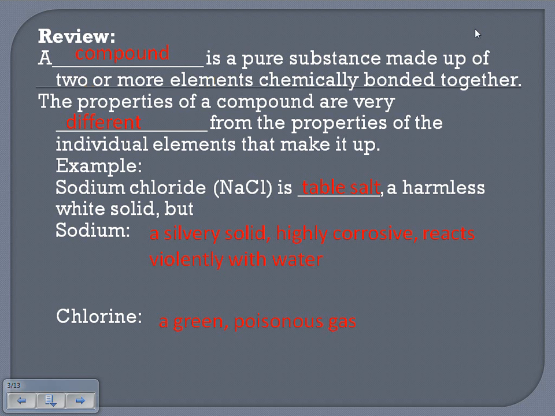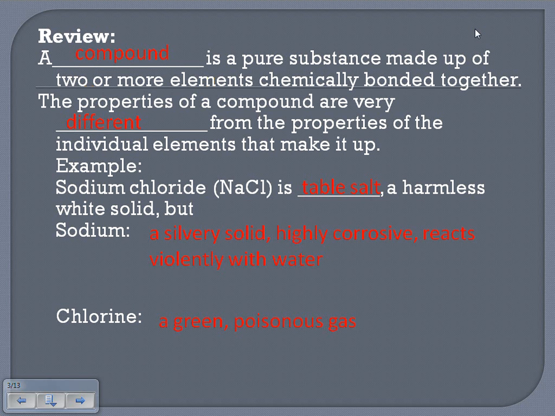An example that I like to use is salt, sodium chloride. The formula for sodium chloride is Na for sodium and Cl for chlorine. And that's table salt, or what you put on your French fries. It's a harmless white solid, but if we separate it, sodium is a silvery solid that's highly corrosive and reacts really violently with water. And chlorine is a green poisonous gas. So when you have these two elements separate, they're very toxic and really not good for you. But when you combine them together, suddenly they become something completely edible, which is really interesting. So remember that compounds are made up of elements, but don't necessarily have the same properties that these elements have.